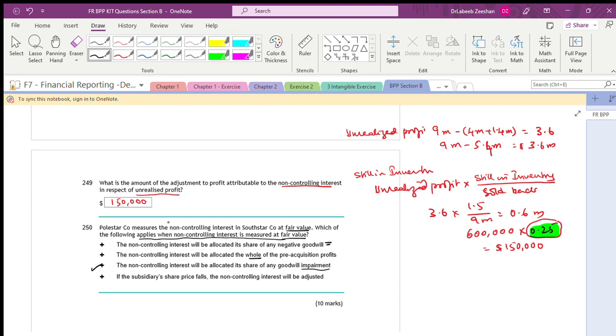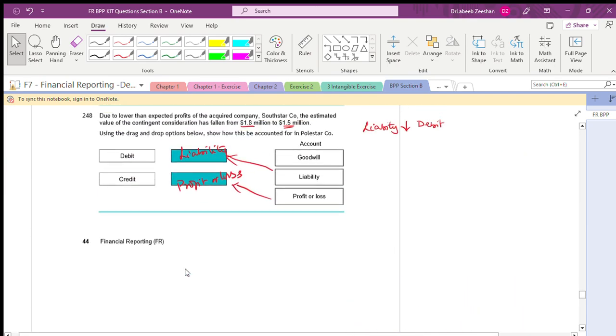If subsidiary share falls, the NCI will be adjusted. Hardly will you come across this type of situation. The answer is that the NCI will be allocated its share of the impairment of goodwill. Okay. These are the 3 questions we have done today.